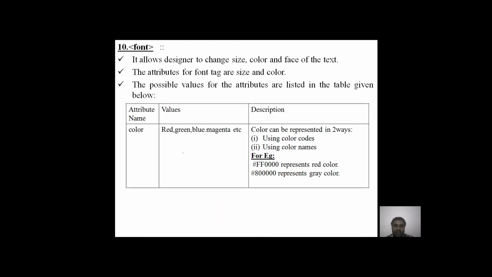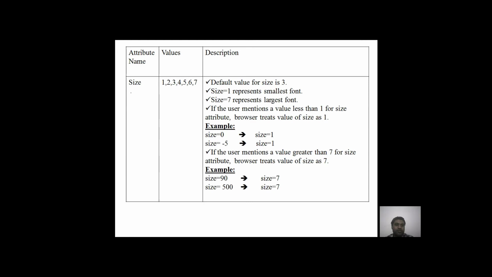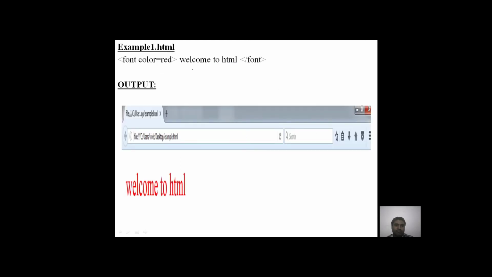So next one, font. A font tag always applies low level styles to the text. This font tag has different types of attributes. The first one is color. We can define different values for this attribute, like red, green, blue and magenta. The next attribute is size. This attribute can be given the values 1, 2, 3, 4, 5, 6, 7. Now we'll see one simple example.